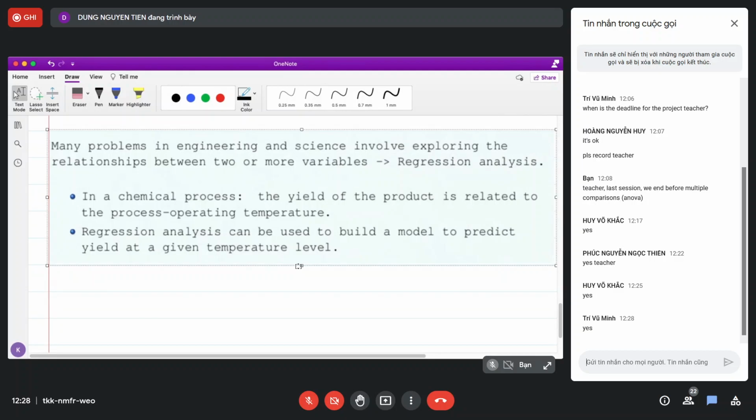Another example is that in a chemical process, the yield of the product is related to the process operating temperature. So regression analysis can help you to build a model that predicts the yield at a given temperature level. In this case, you have just a single variable, but in reality, there could be many variables involved. Okay.